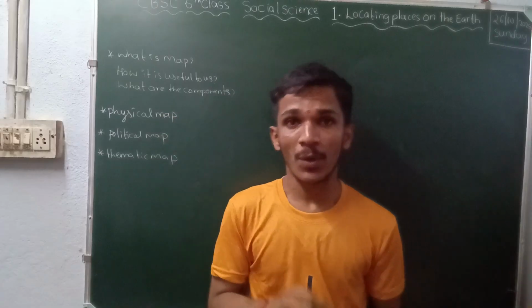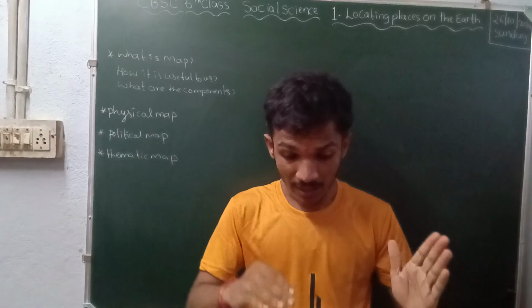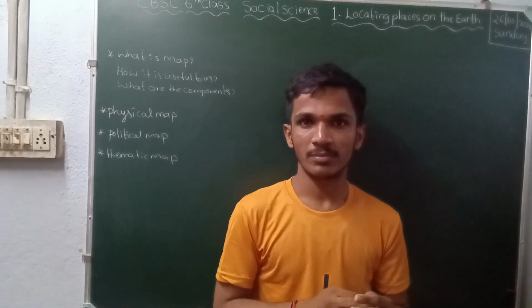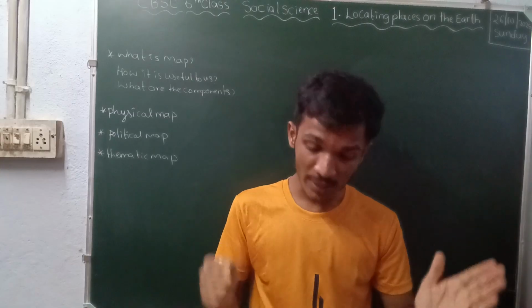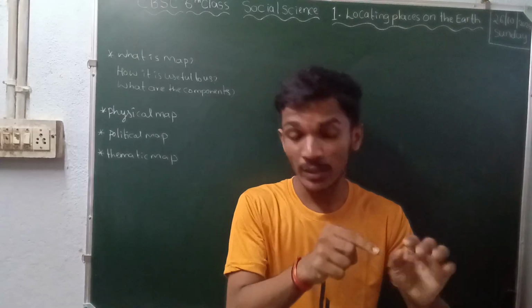Whereas the political map contains inner line boundaries also. It contains everything, as well as inner line boundaries. It also contains accurate locations.